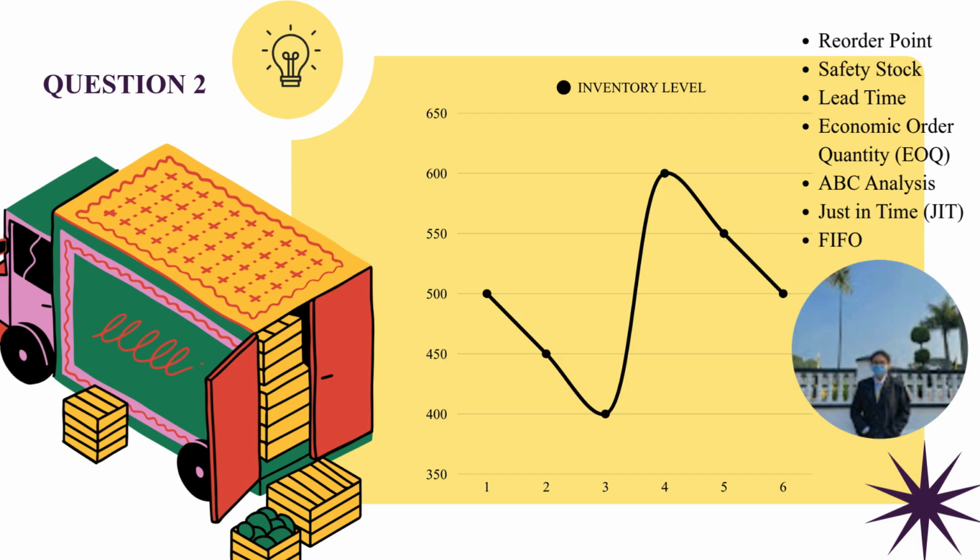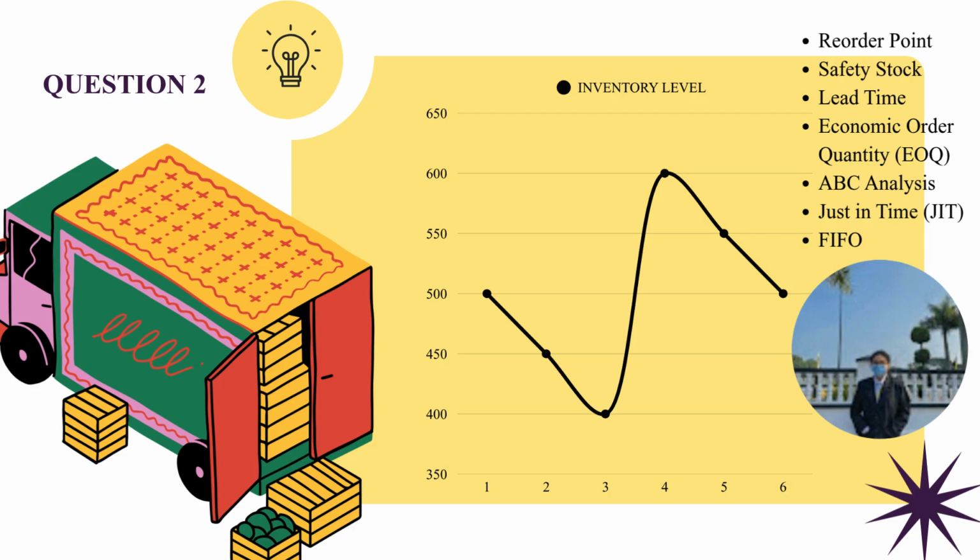To make inventory management work effectively, companies also need to calculate two critical numbers. The first is the reorder point, which is the inventory level that trigger a new order. The formula is reorder point equals average daily sales multiplied by lead time in days, plus safety stock.